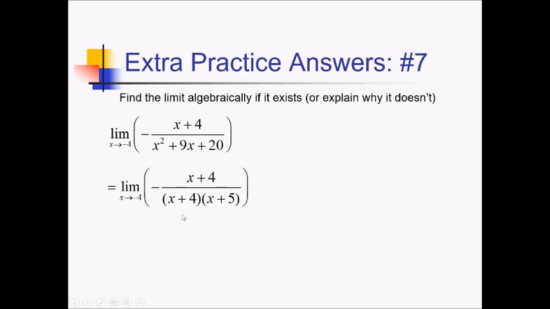Now it looks like I can cancel out these x plus 4's, which is good because if I just plugged -4 in at this point, we would end up with 0 over 0, which is no good. So canceling out right away here, we end up with -1 over x plus 5.